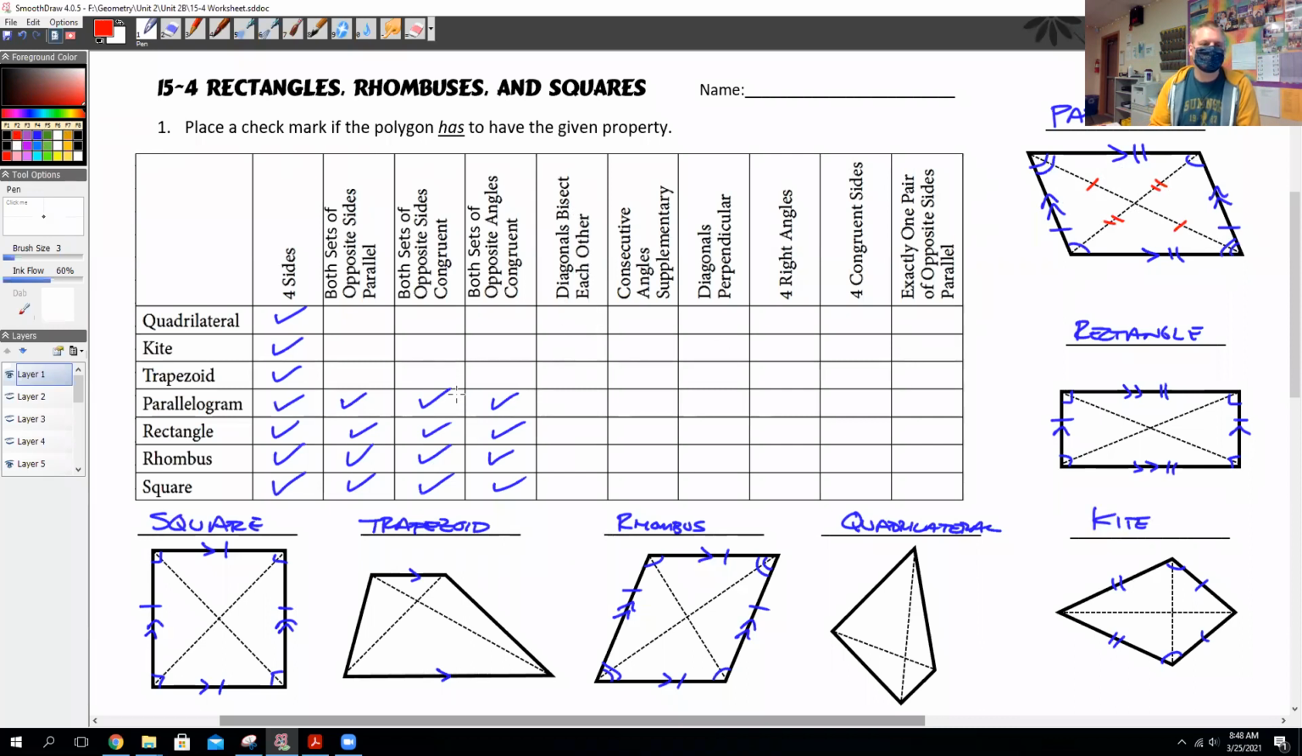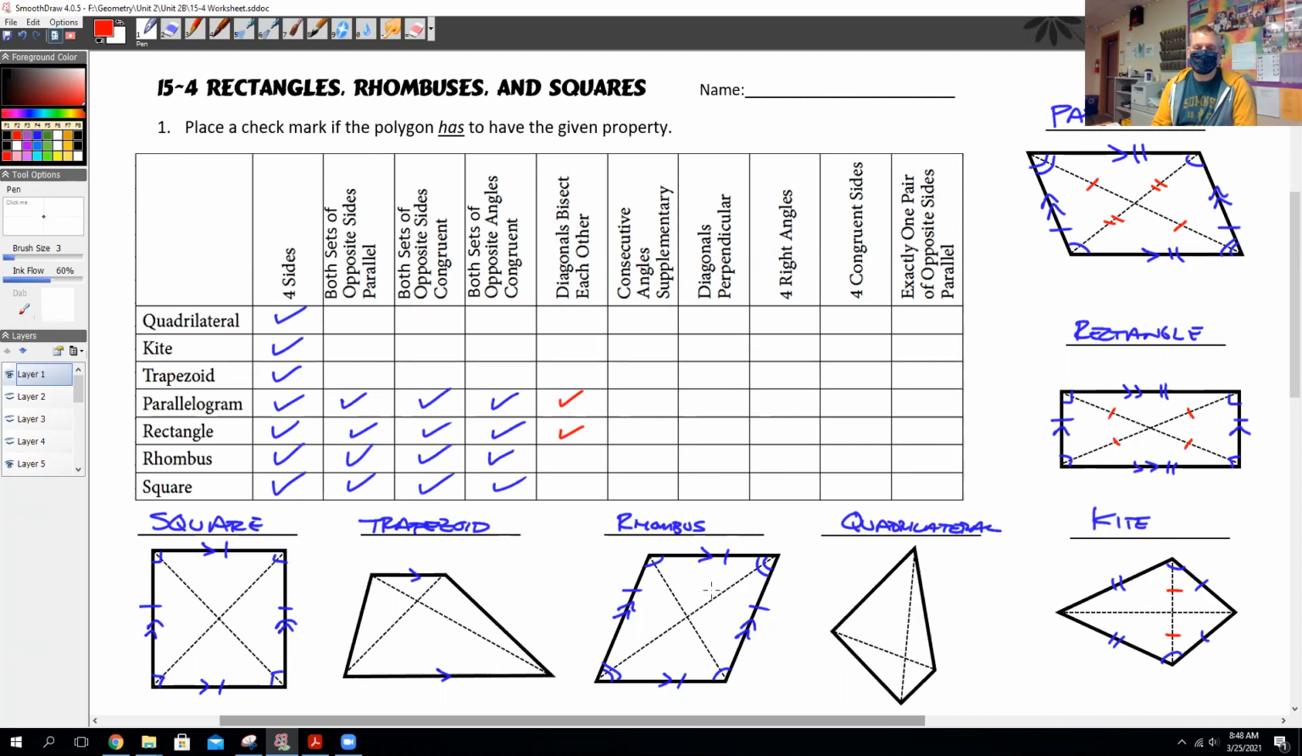So parallelogram, check. How about rectangle? Yep. In fact, these are all the same, but they bisect each other. So parallelogram works. How about kite? This one is the same as this, but these two are not the same. So kite's that kind of special, different quadrilateral. How about quadrilateral? No love for the quadrilateral.